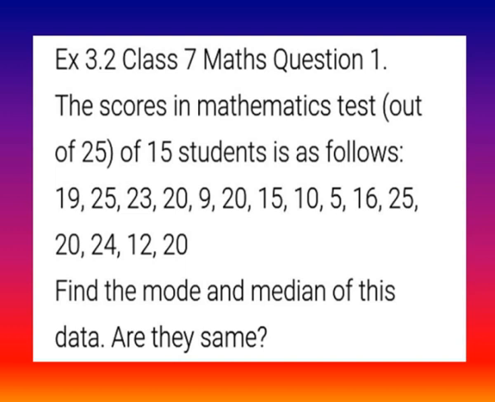Question number 1. The scores in a mathematics test out of 25 of 15 students are as follows: 19, 25, 23, 20, 9, 20, 15, 10, 5, 16, 25, 20, 24, 12, 20. Find the mode and median of this data. Are they same? From this data we have to find the mode and median, and also check whether the mode and median are same or not.